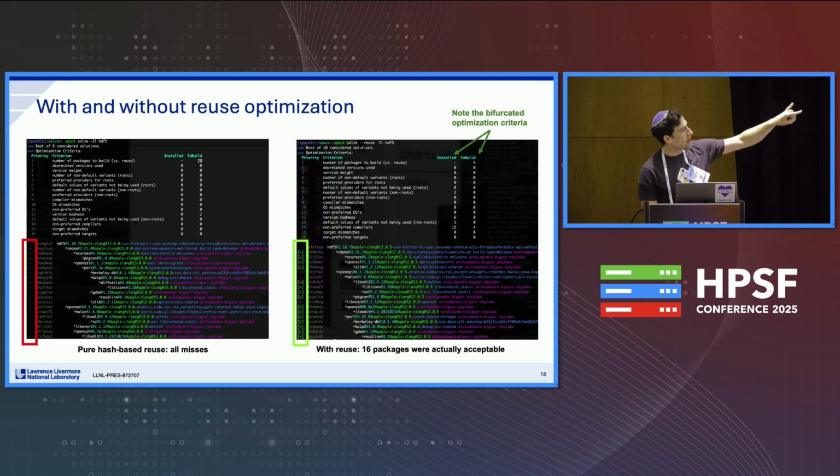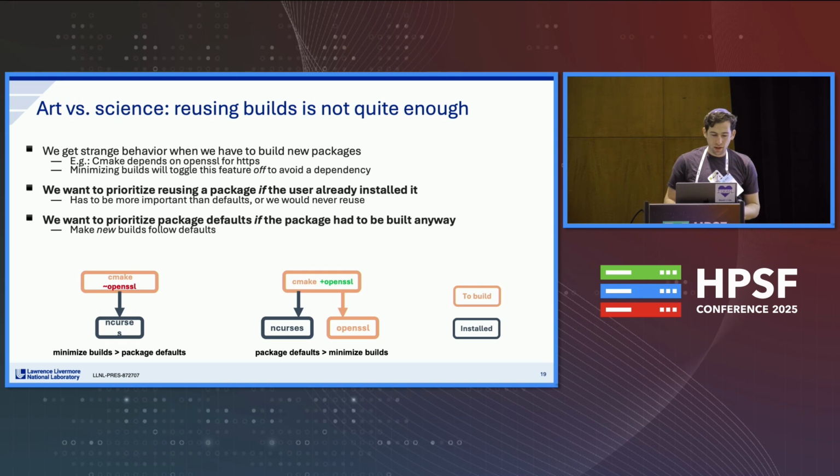So there's this weird bifurcated optimization criteria. What's up with that? This is where Clingo is a little bit of an art. We want to prioritize reusing a package. We also want to prioritize, when we build something, building it in its default configuration. Right? This is what we as people who install things think of as just the default thing to do. It is not the default thing to do for the solver. The solver is going to minimize builds. It's going to say, I can turn off this feature, and then I don't have to build as many things.